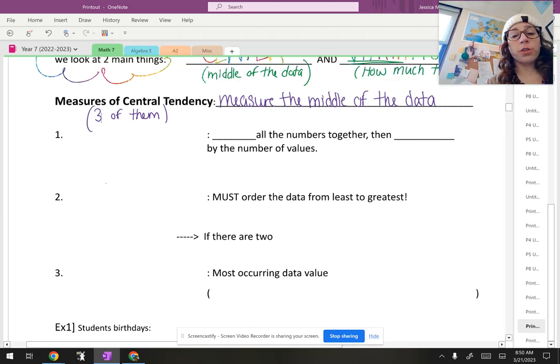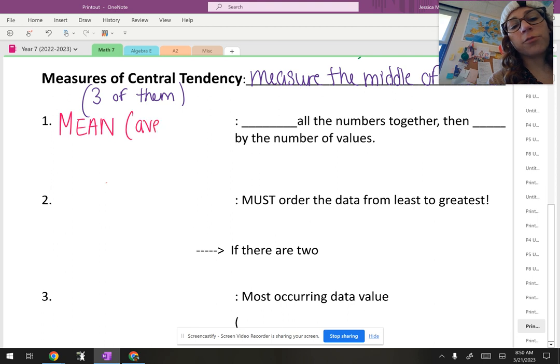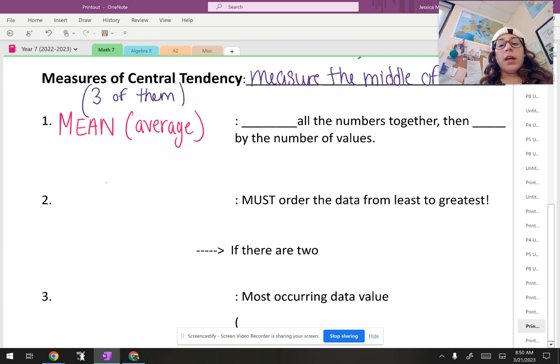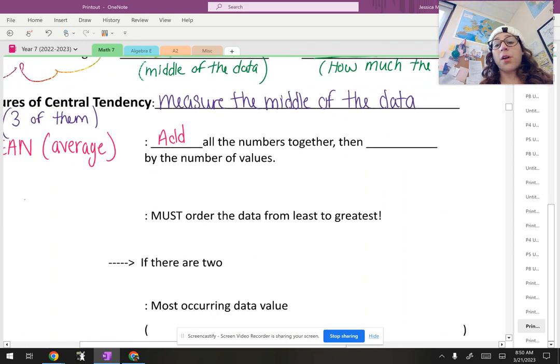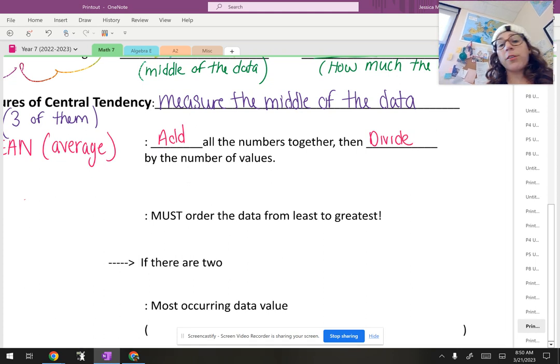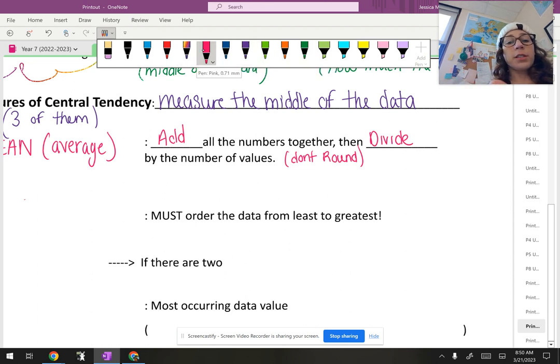The first one we're going to talk about is the mean, or otherwise known as an average. And when you're finding the average or you're finding the mean, you need to start by adding all the numbers together or find the sum. Then you're going to divide by the number of values. When you're doing this, don't round unless the directions specifically tell you to. Even if you have a repeating decimal, just write it down as the repeating decimal.